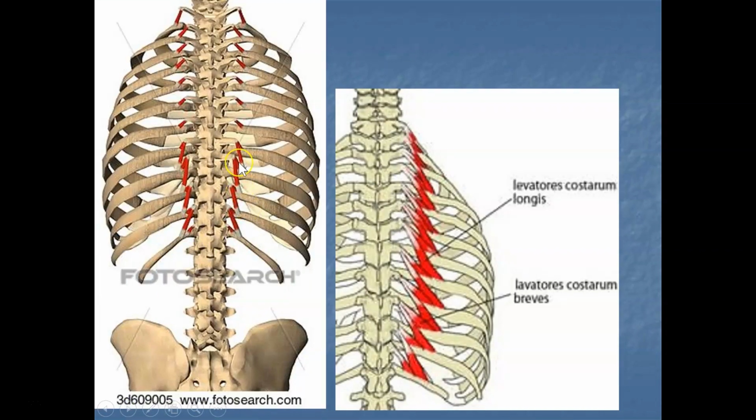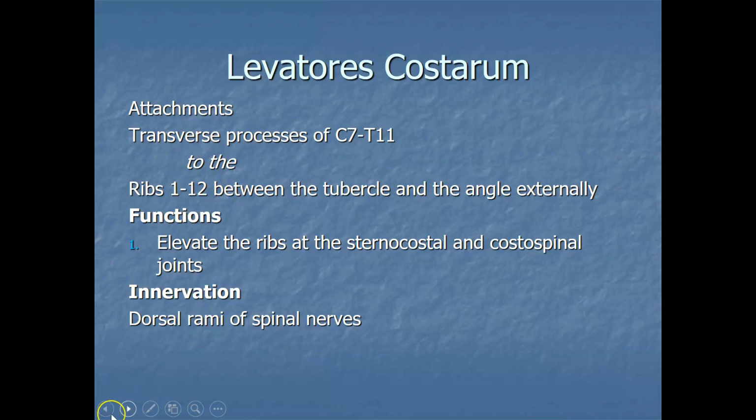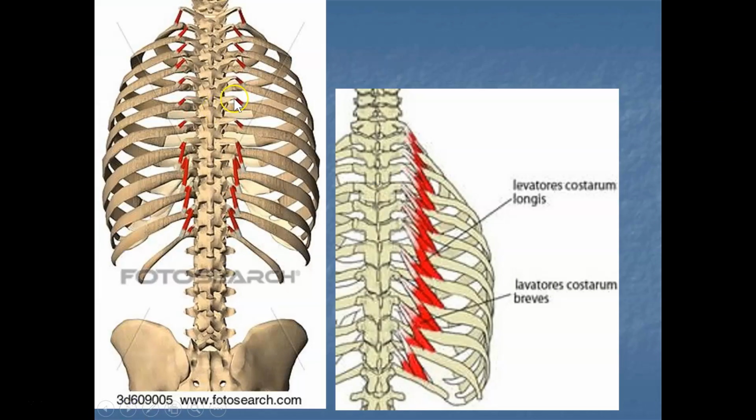So we can see here how, again, if we go back to transverse processes here, we can see arising from the transverse processes to the outside surface of the rib between the tubercle and the angle. So we see it here in the diagram, how it works its way all the way down to each rib. Also in the drawing here, we can see its function as well. And so you can see quite easily how the contraction does lift the ribs up.